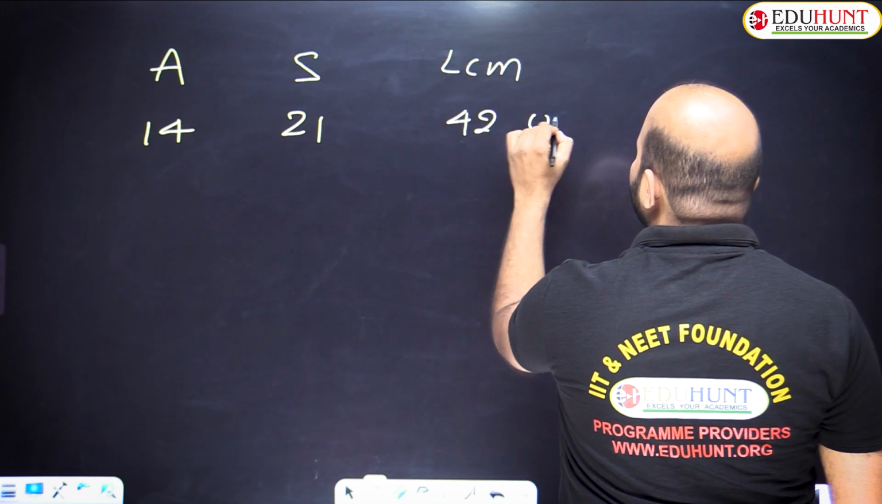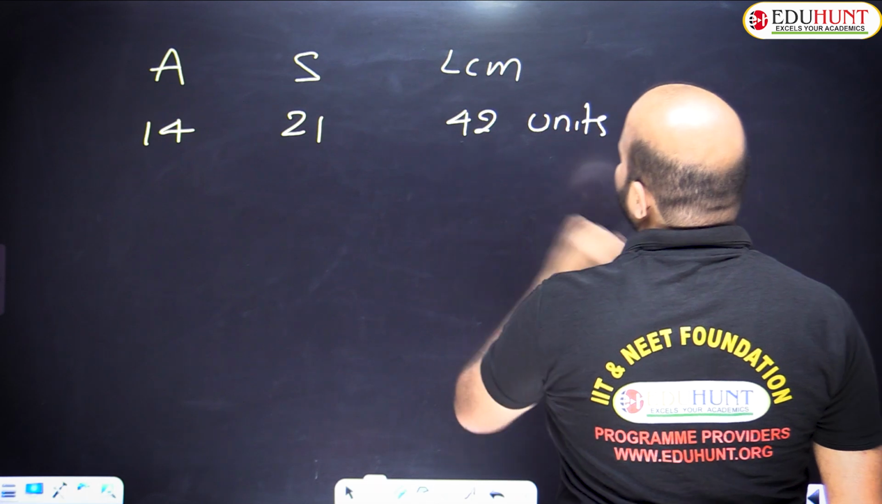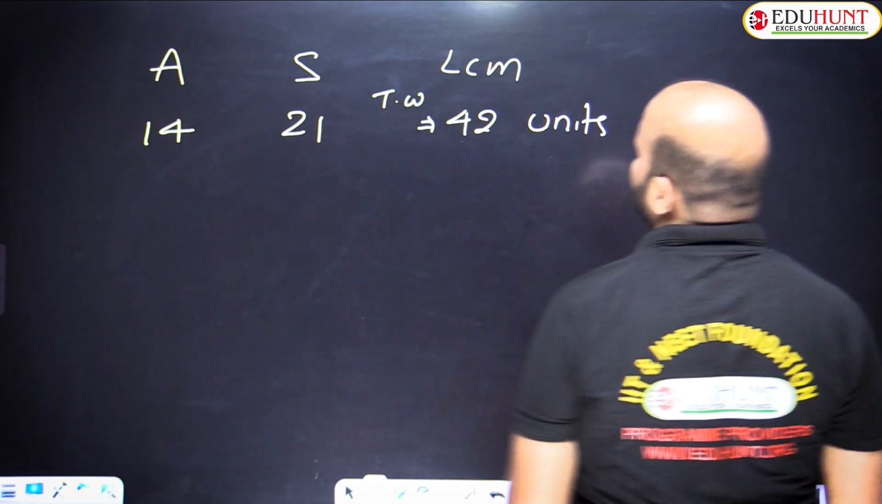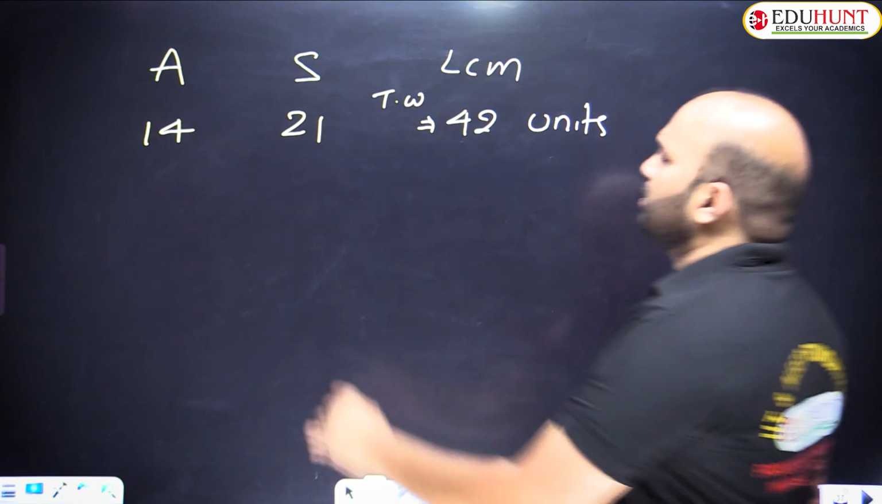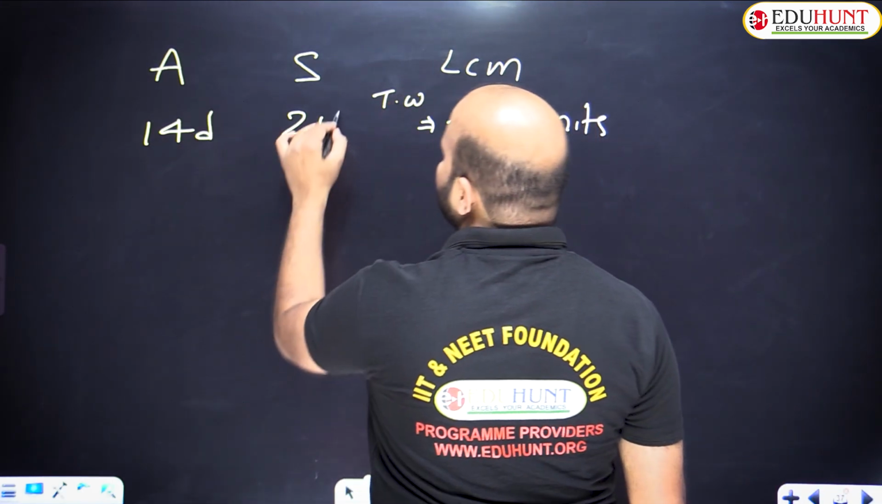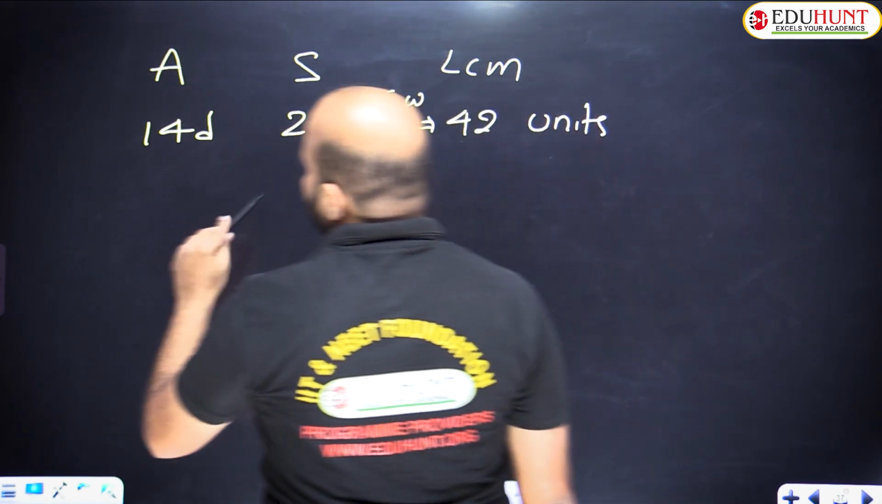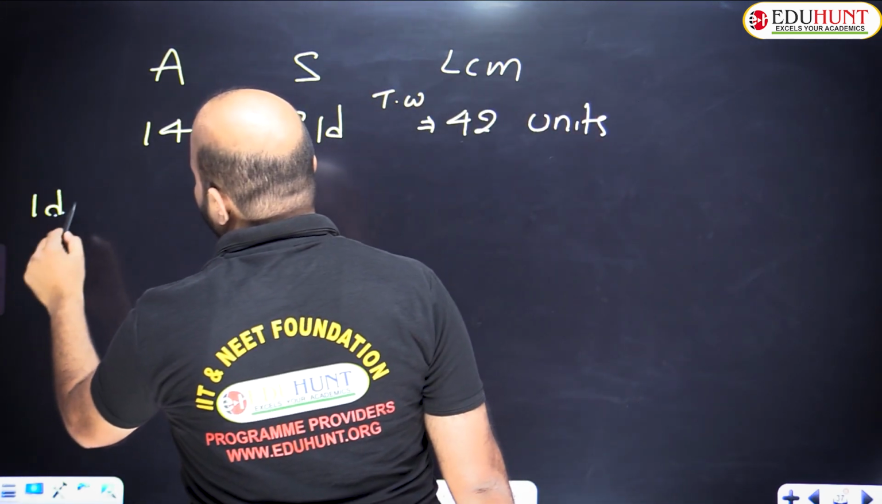So let us consider 42 units. This is the total work. It will be considered as the total work. Am I clear? Total work always depends on the LCM. Aman alone can do the work in 14 days. Sunita alone can do the work in 21 days. Am I clear? First we have to calculate 1 day's work.